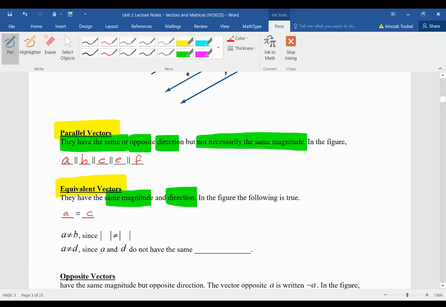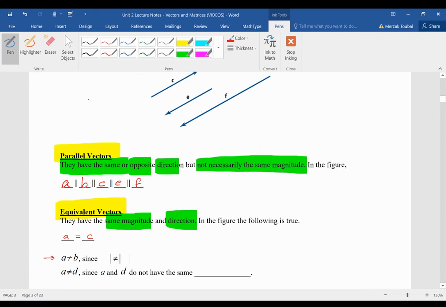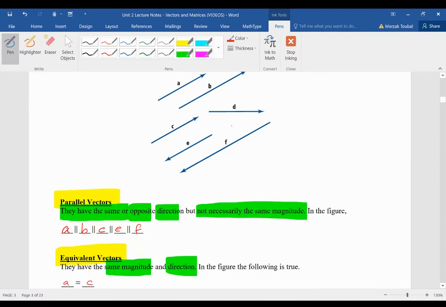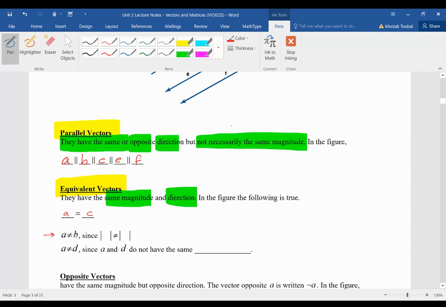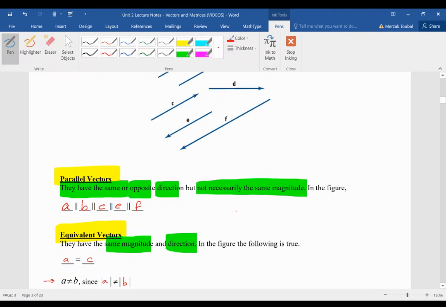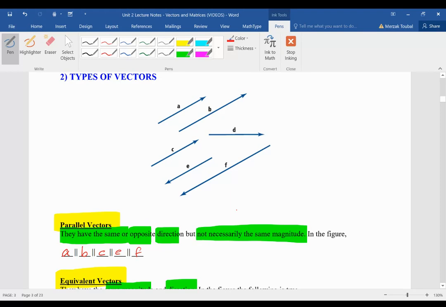Now, what I put over here is A is not equivalent to B. A is not equivalent to B because they don't have the same magnitude. See, B is longer than A. The magnitude of A does not equal the magnitude of B. The absolute value bars mean magnitude in here. Also A is not equivalent to D.